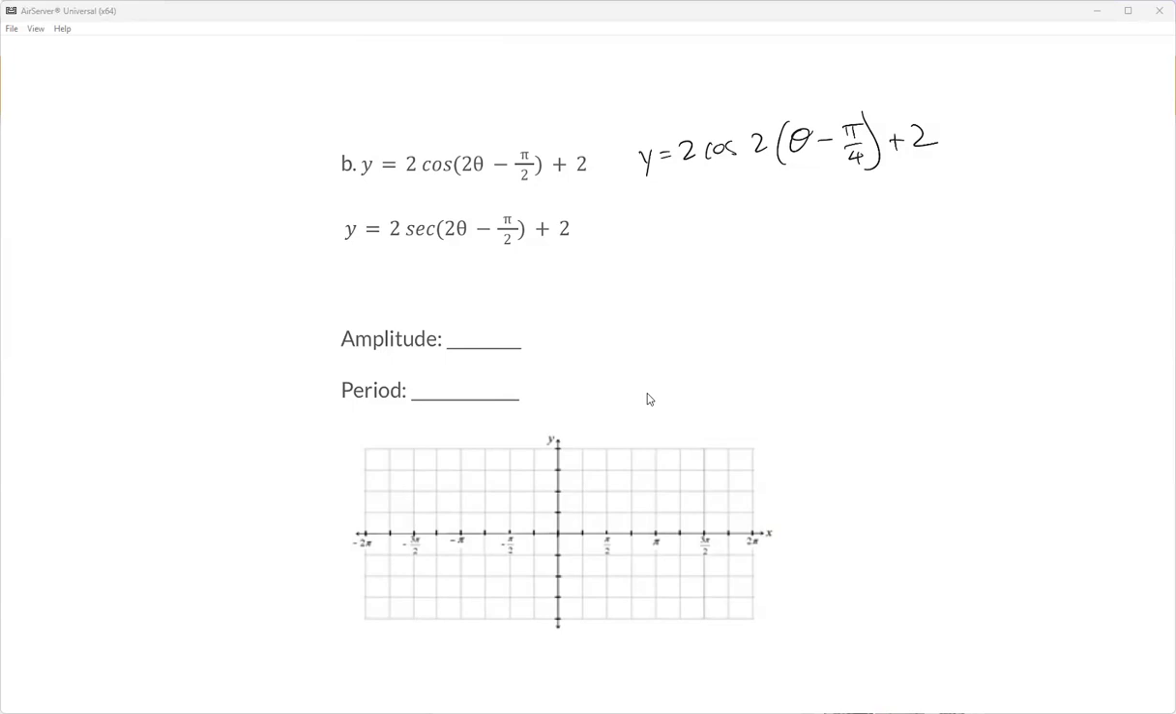So what we're going to do is graph y equals 2 cosine 2 theta first. All right, so here's 2. Remember, the period is 2 pi over b, and b is 2, so that's pi. So if we divide it into 4 parts here, it is here, here, here, here, here, here.